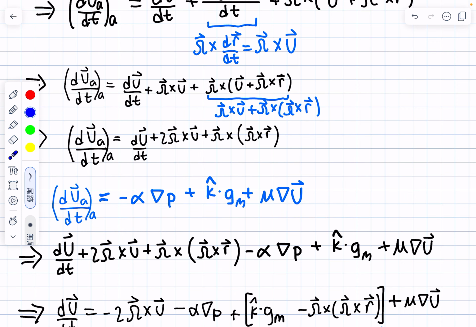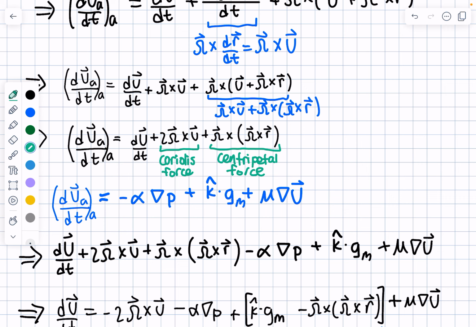So this term here is called the Coriolis force, which is that curving away of the trajectory that we saw. And this term is the centripetal force, I believe. I believe it is not centrifugal, I believe it is centripetal force. And let me just double check that so I don't make a big mistake.